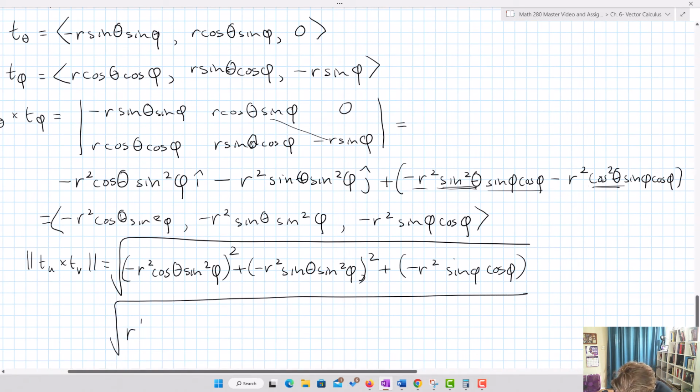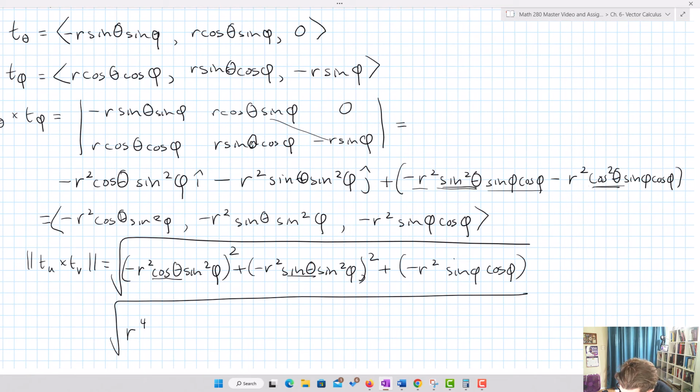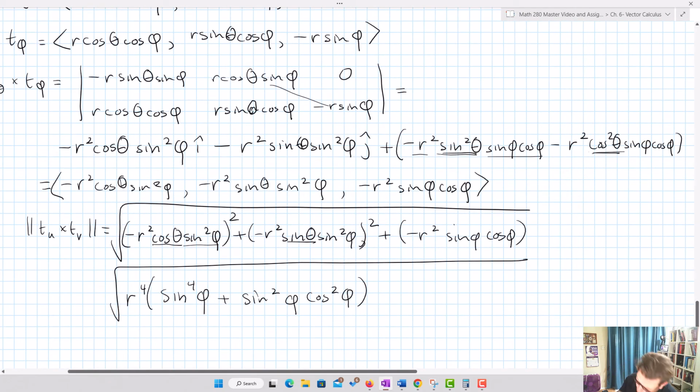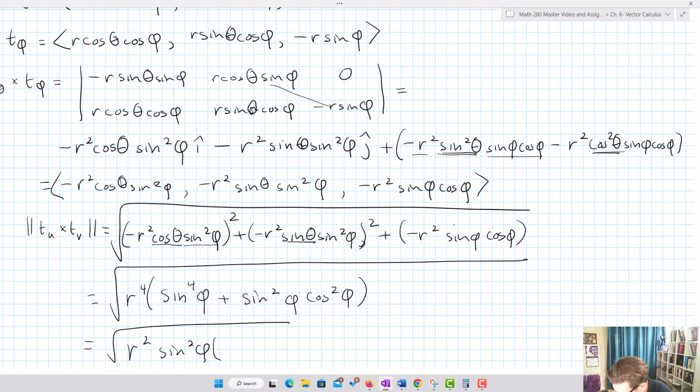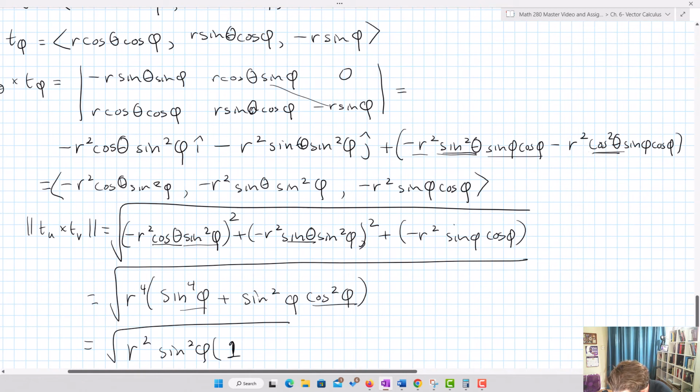This is going to be r to the fourth. We're going to be able to pull out an r to the fourth. Notice that I'm going to have a cosine squared theta and a sine squared theta, so they're going to be added together, and I'm going to be left with a sine squared phi. So this is going to be sine to the fourth phi, plus sine squared phi cosine squared phi. Pull out a sine squared phi, you get the square root of r squared sine squared phi, and then you're left over with sine squared phi plus cosine squared phi, which is just equal to 1. So this ends up equaling r squared and then the square root of sine squared phi.